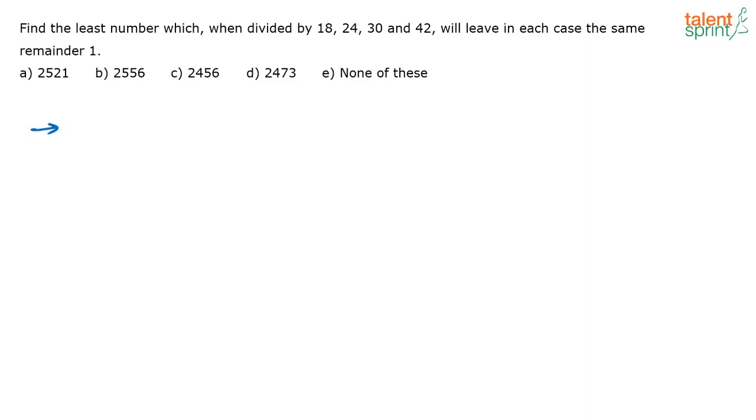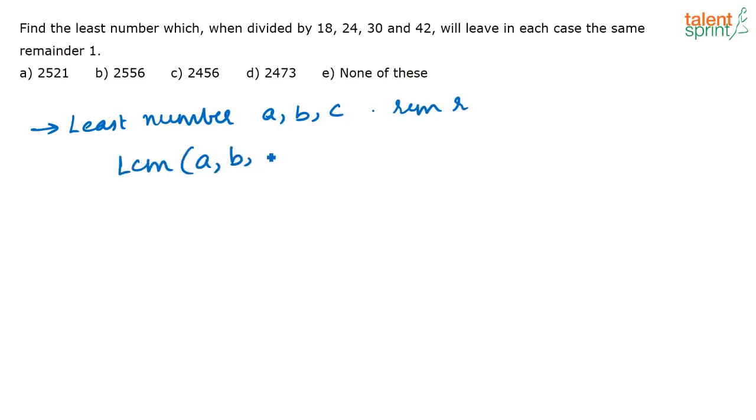So let us say the first model is like this. See, the least number which when divided by A, B and C leaves the same remainder R in each case is always given as LCM of A, B and C plus R. So in questions, if you have something like this, find out the least number which when you divide by the following numbers leaves the same remainder. What is the number? In such cases, this is the concept to be followed. Just find out the LCM of the given numbers and add it to the remainder.